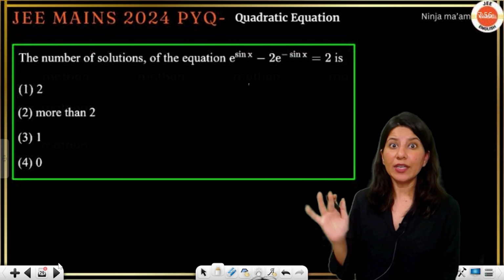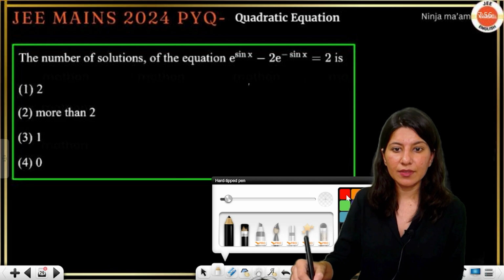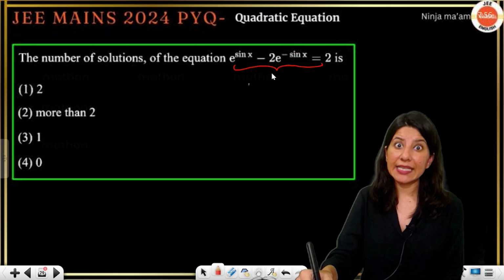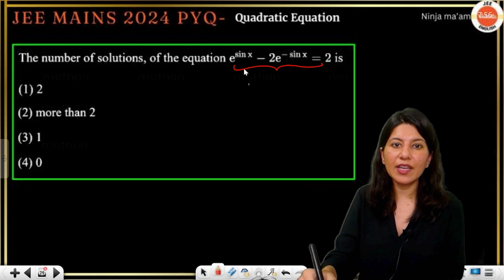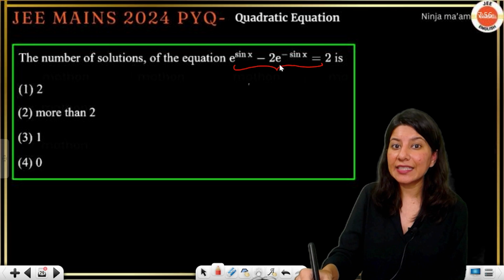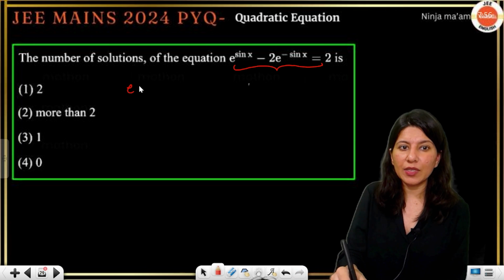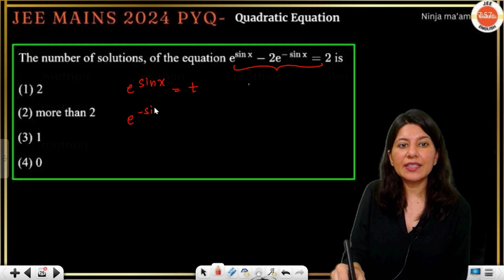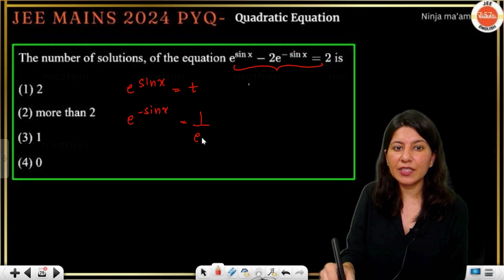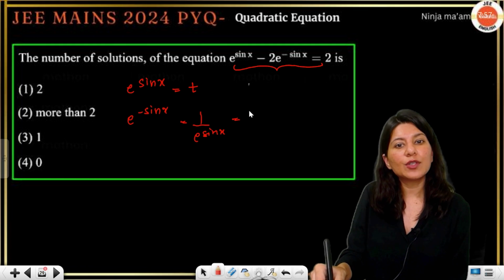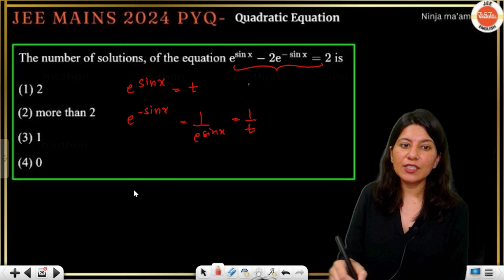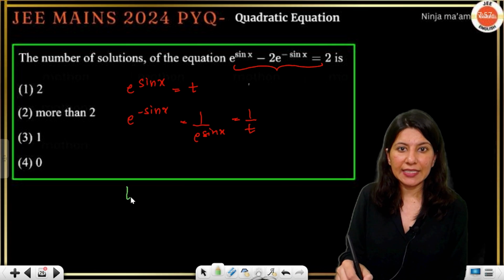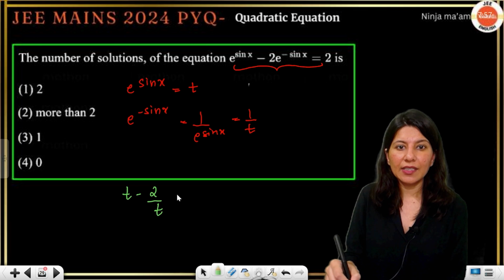All right. Now let us look at the next question. The number of solutions of this equation is, so it is very obvious that this is e raised to power sin x and this is e raised to power minus sin x. If I take e raised to power sin x as t, then e raised to power minus sin x will become 1 upon e raised to power sin x. That is going to be 1 by t. So this whole equation now will become what? Tell me. t minus 2 by t equals 2.